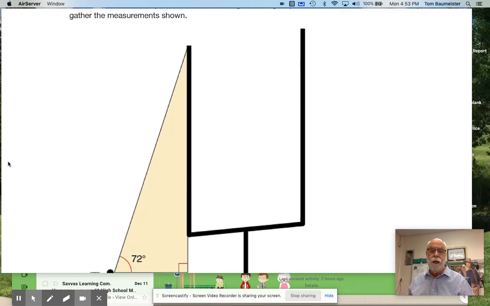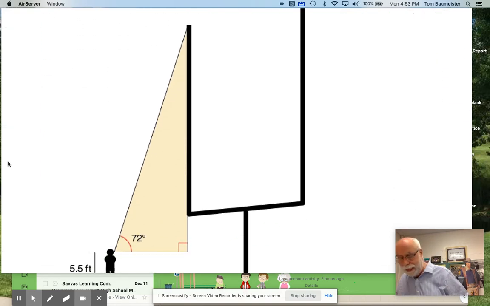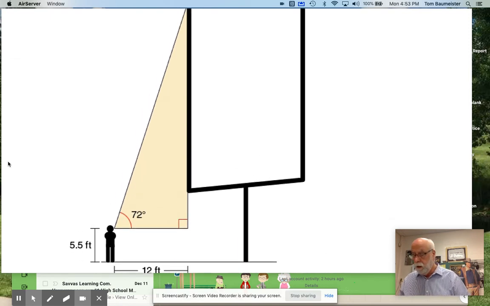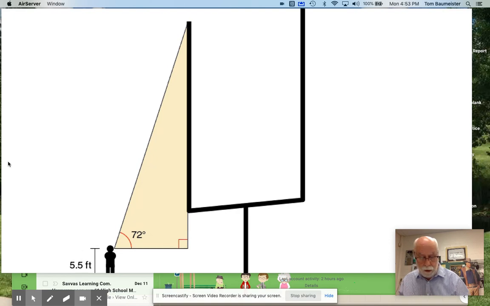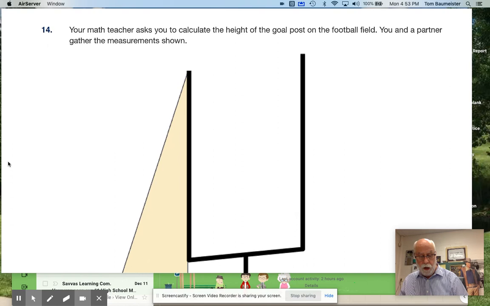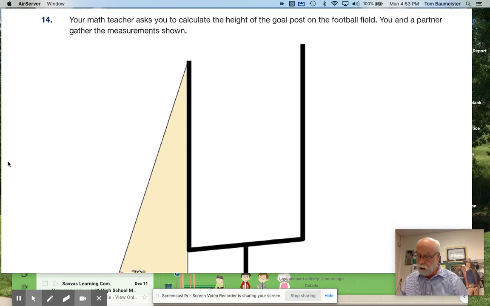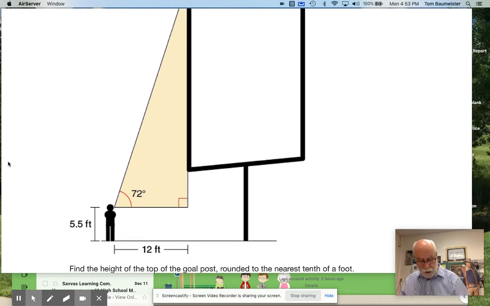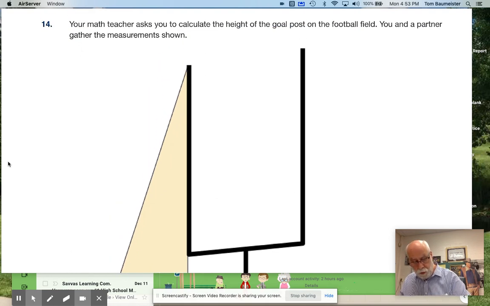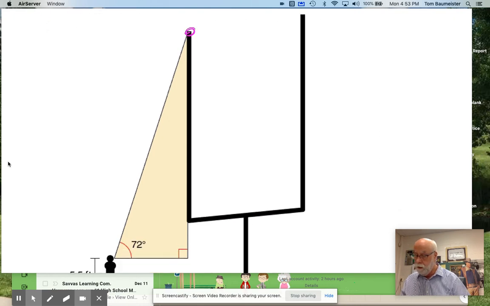And then our last one here is just a little tricky, that's all. But you just have to add something here. So in this one here, it's saying your math teacher asks you to calculate the height of the goalpost on the football field. You and a partner gather the measurements shown. So you have 72 degrees. You have from you to the goalpost is 12 feet. And it wants you to find the top of the goalpost. So that's up here, all right?